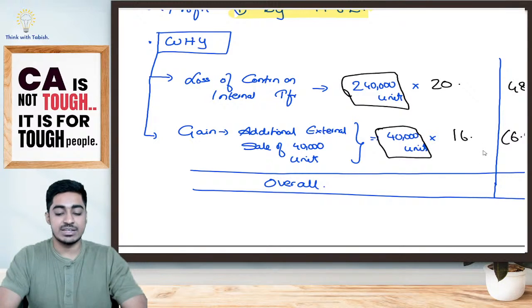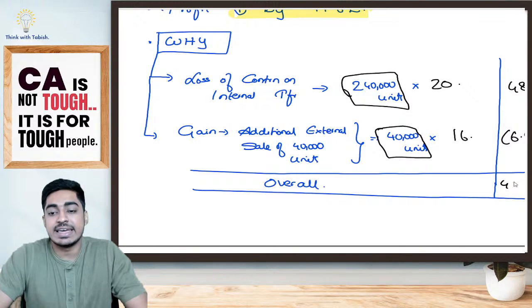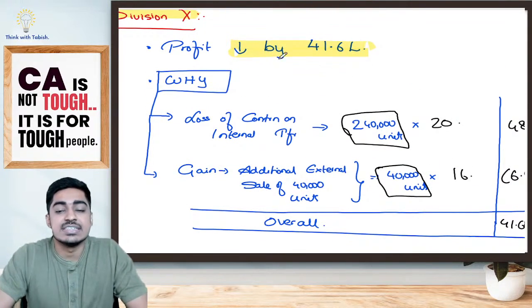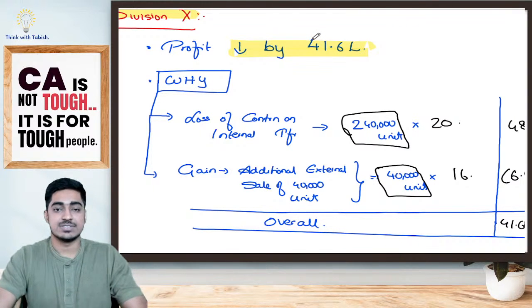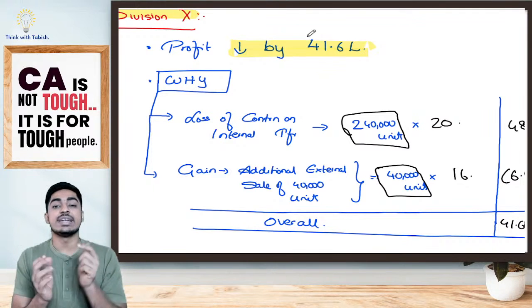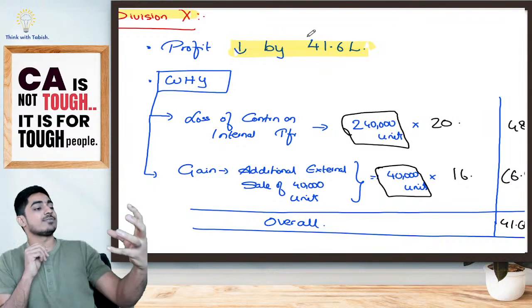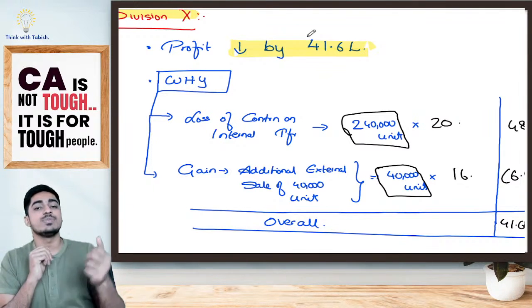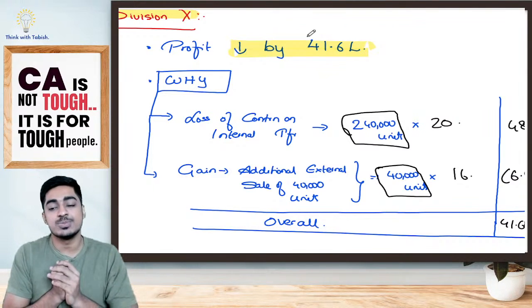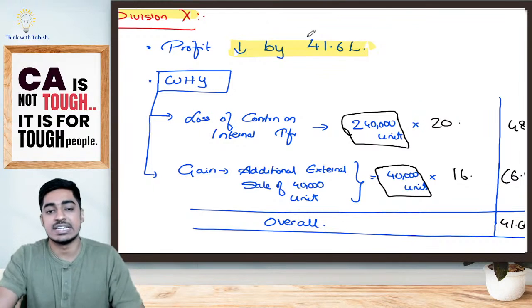So how much is my net loss? 48 lakh loss minus 6,40,000 gain. 41,60,000 is the net loss for me. Got it? Profit came down by 41 lakhs. Why has it happened? Previously, I was selling 2,40,000 on internal transfer, earning 20 rupees. That I lost. But now an extra 40,000 external sale I'm doing, 16 rupees I'm earning. This gain I got. This net is the impact.